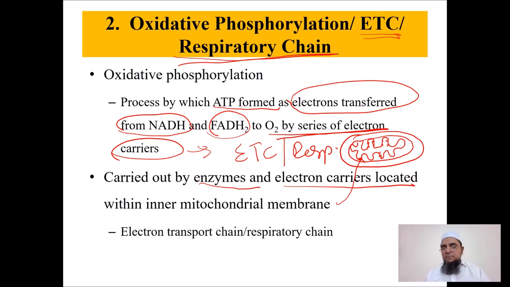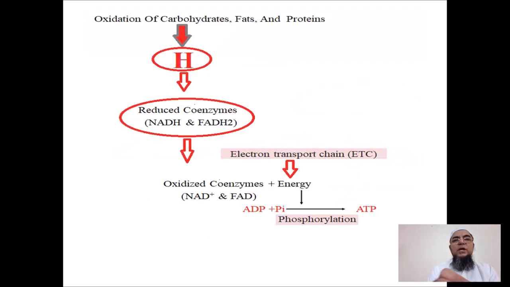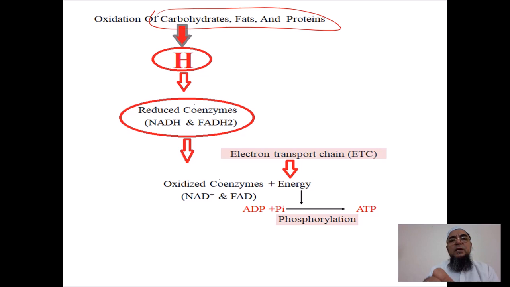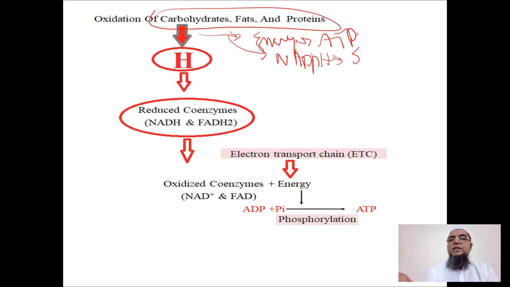So the process is very simple. Say for example, here we oxidize carbohydrate, fat and protein. We know that there will be different mechanisms. We can get energy directly in the form of ATP. We can have NADPH, which will be used for synthetic processes. The end products will be carbon dioxide, water and ammonia, like this.